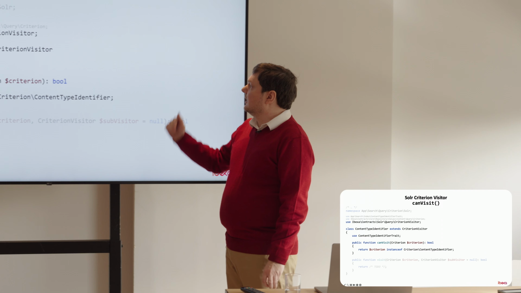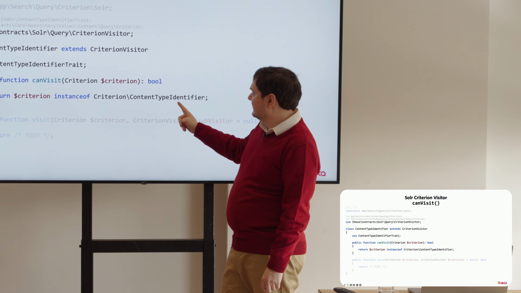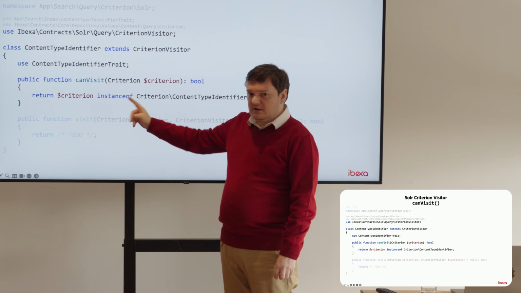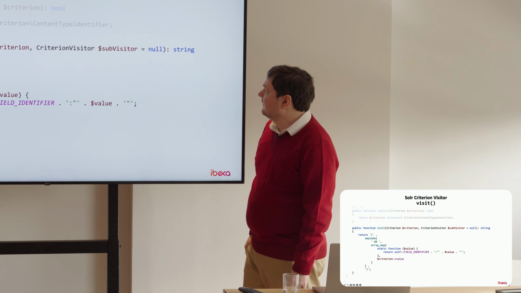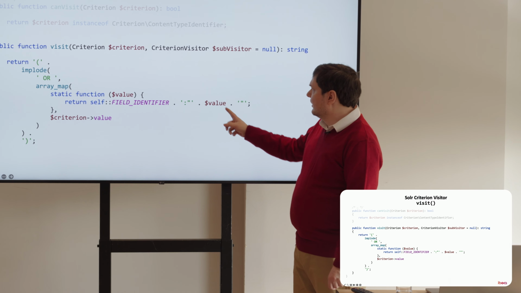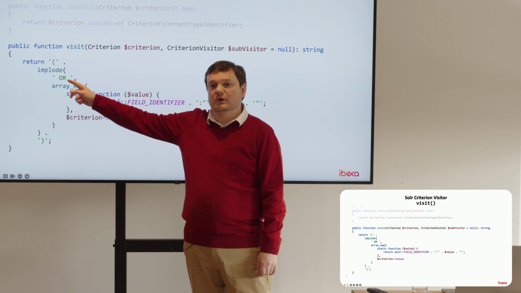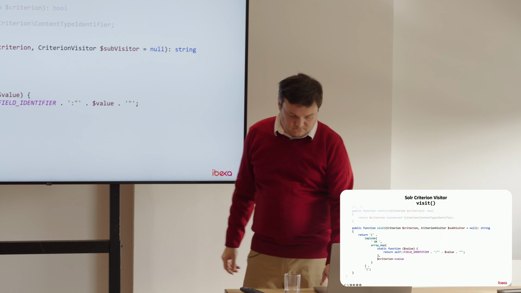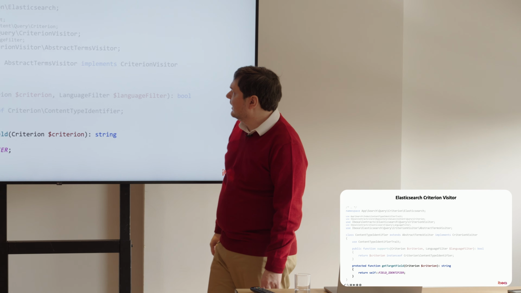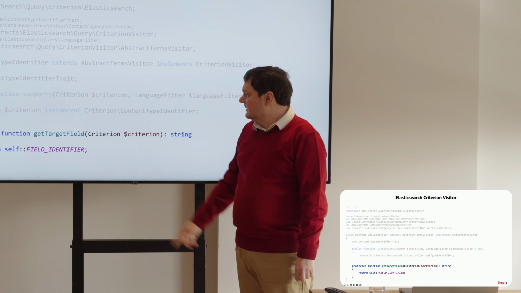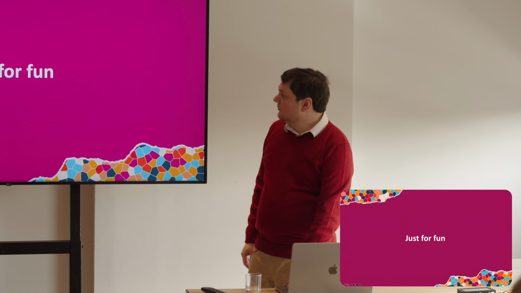So in my case, the Solr criterion will just say that I can visit the content type identifier criterion by just checking that it's an instance of one. And visiting is just about crawling through all the values and building a piece of Solr query with OR in between. For Elasticsearch, to gain some time, I have used an abstract class that allows me to just say, look into this field, and nothing more.